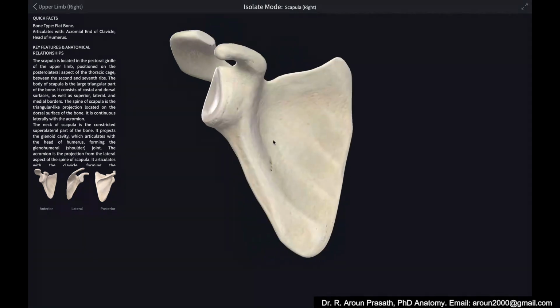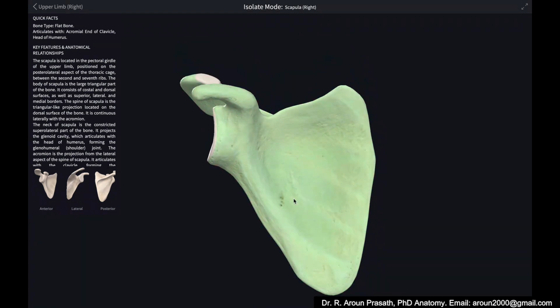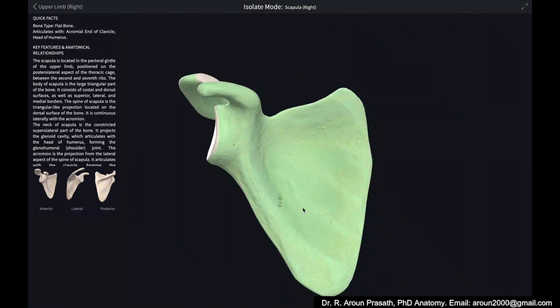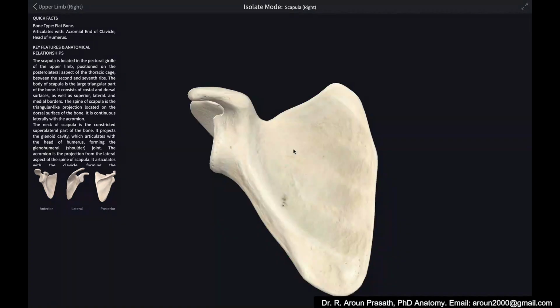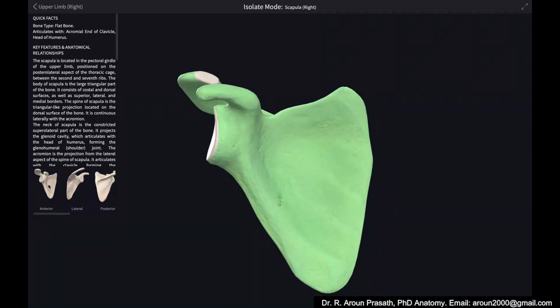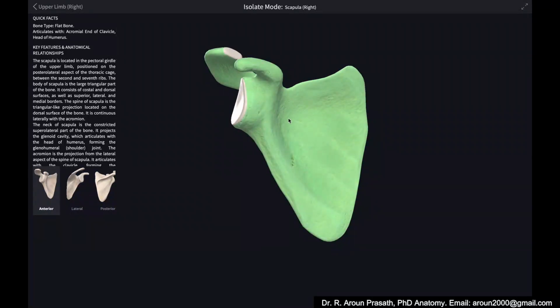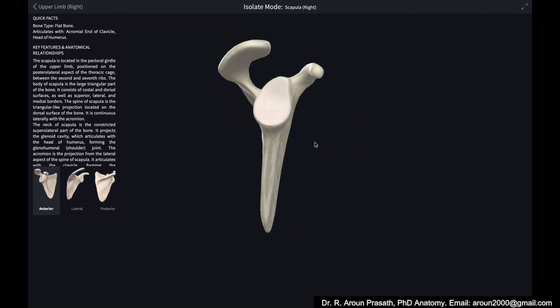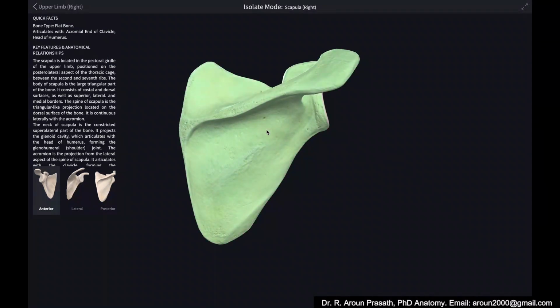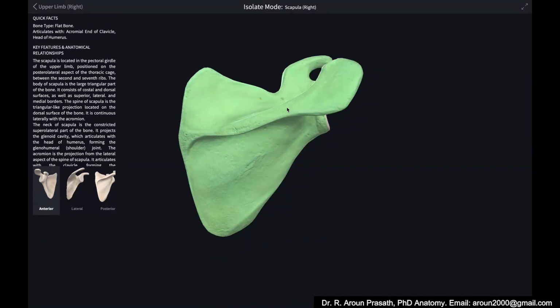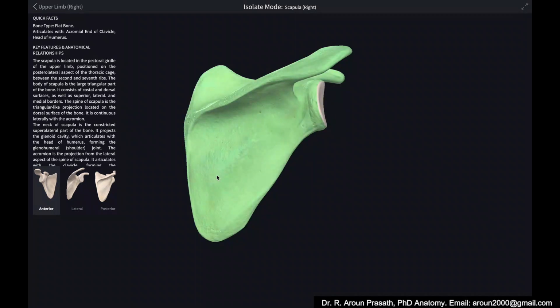Now there are 3 fossae. Fossa means a pit-like structure. This anterior pit is called the subscapular fossa. When you turn the scapula to the posterior side, in this area you have the supraspinatus fossa, and this pit is called the infraspinatus fossa.